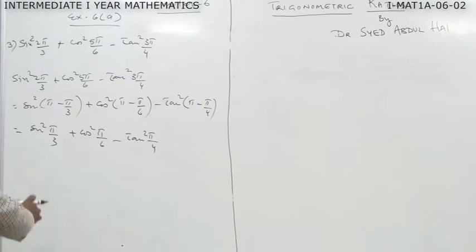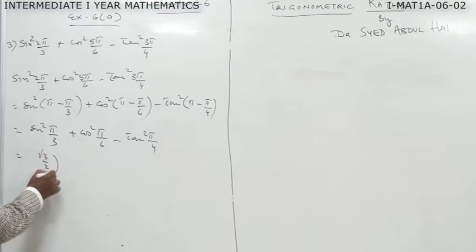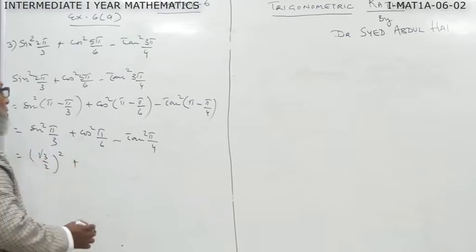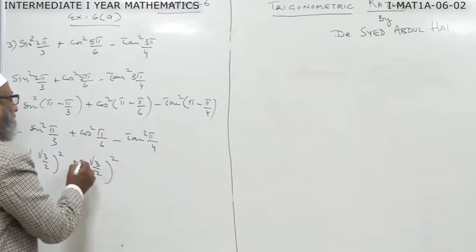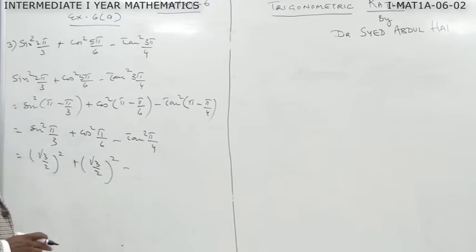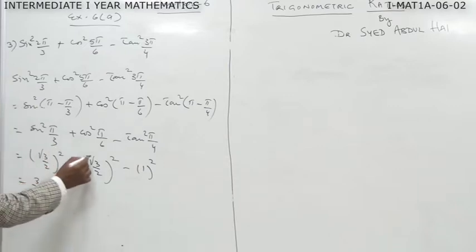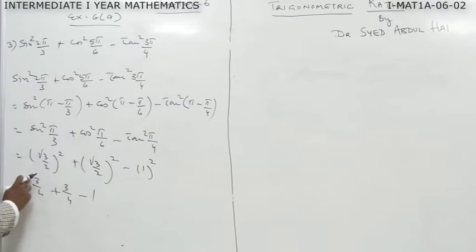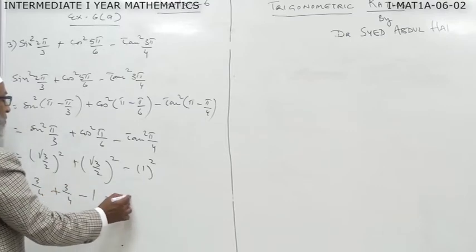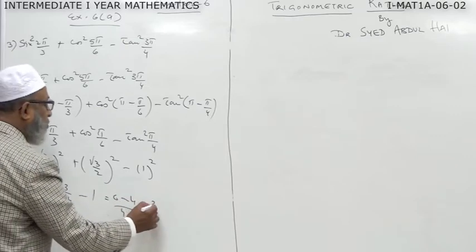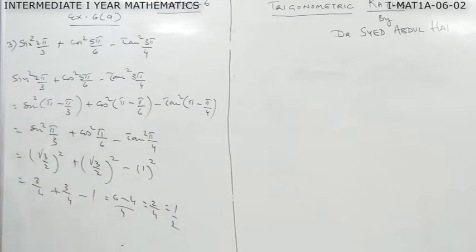Now, pi by 3 is equal to 60. Sin 60 is equal to root 3 by 2. So, root 3 by 2 whole square plus pi by 6, that is 30, cos 30 is root 3 by 2, root 3 by 2 whole square minus pi by 4, that is 45, tan 45 is 1, whole square. So root 3 by 2 square is 3 by 4, plus 3 by 4, minus 1. Taking LCM, 3 plus 3, 6, minus 4, by 4. 6 minus 4 is equal to 2 by 4, which is 1 by 2. Therefore, your answer is 1 by 2. Is it clear?